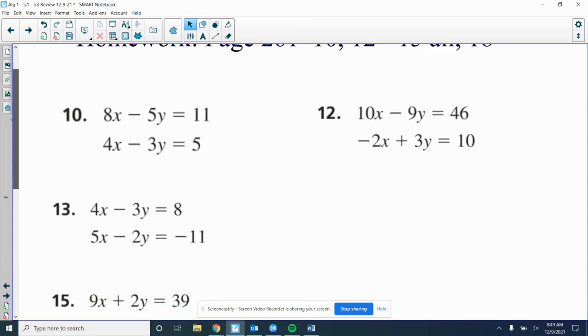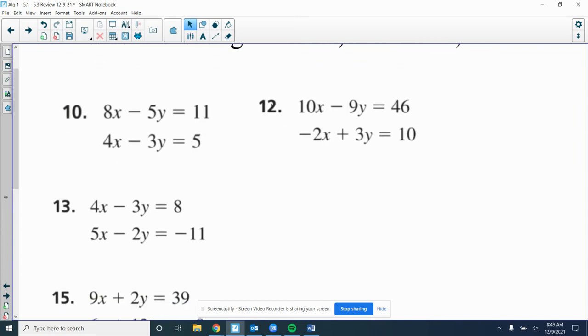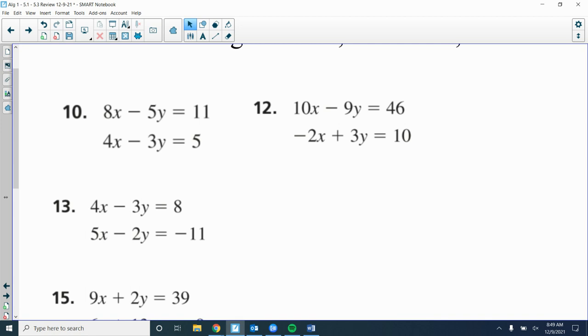All right, so here's 12. Let me slide that over. Any ideas, Lindsay, what to multiply by? Or what are your thoughts? What'd you say? 3. Top or bottom? Top.